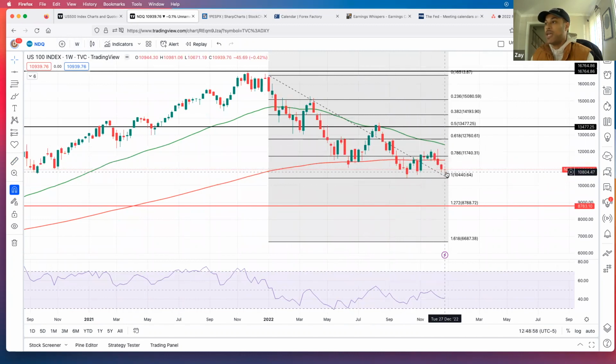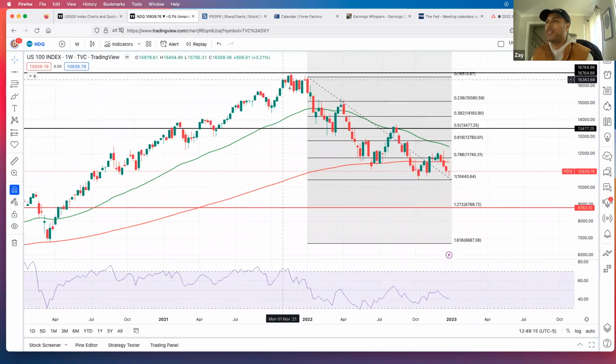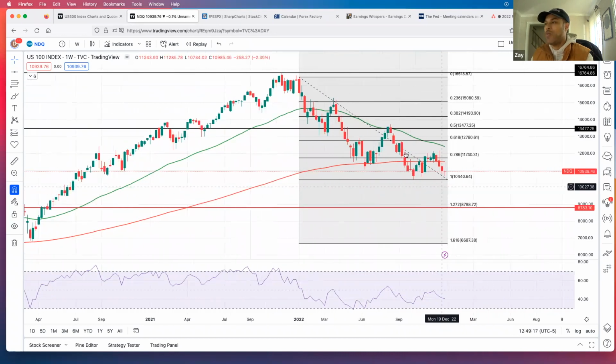So again, first week, do we get a pop? And then we see the Nasdaq or the NDQ pop up to this 11,740, maybe even a little bit higher, for rejection, for us to then start the descent down to this basically 8,788 level on the NDQ. So that's basically my NDQ levels, what I'm watching. I gave you the percentages and that breakdown.